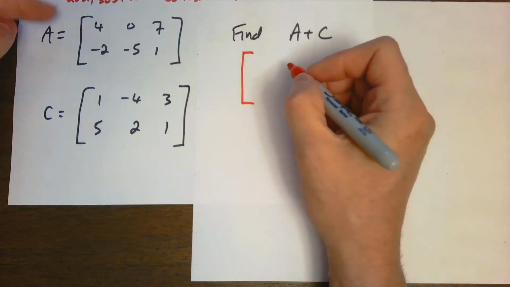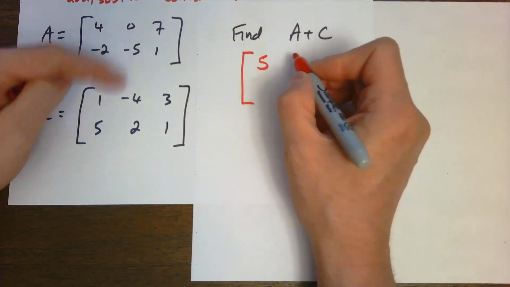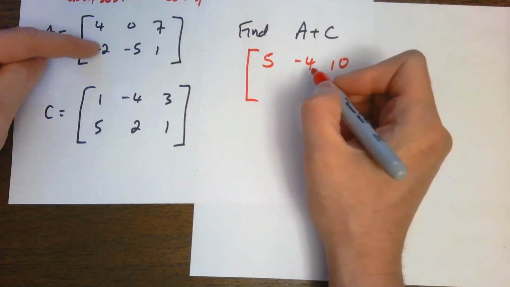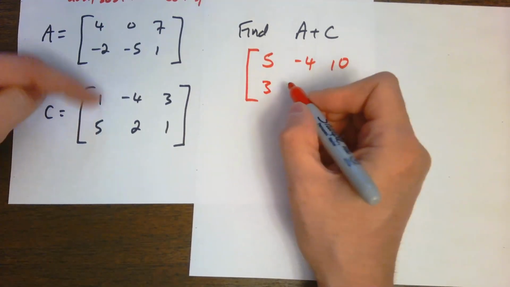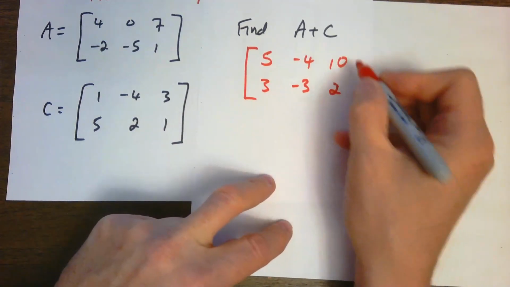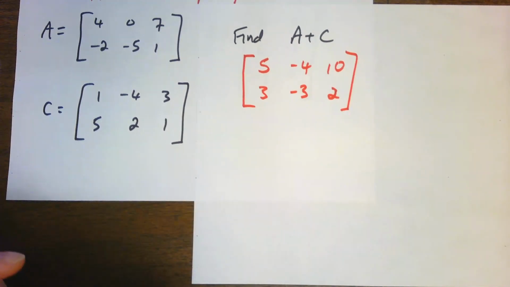and I'm just going to add corresponding parts. Row 1, column 1, row 1, column 1, 4 plus 1 is 5. 0 plus -4 is -4. 7 plus 3 is 10. -2 plus 5 is 3. -5 and 2 is -3. 1 plus 1 is 2. So as far as finding the sum of two matrices, really that's all there is to it. We just add the corresponding entries together.